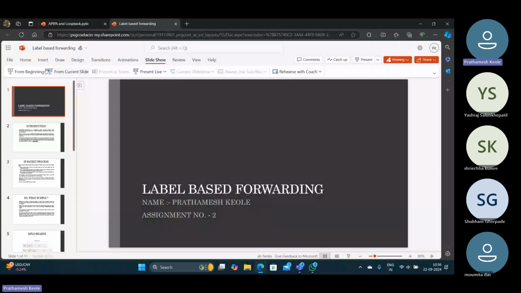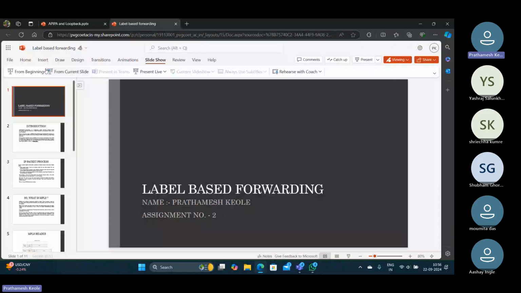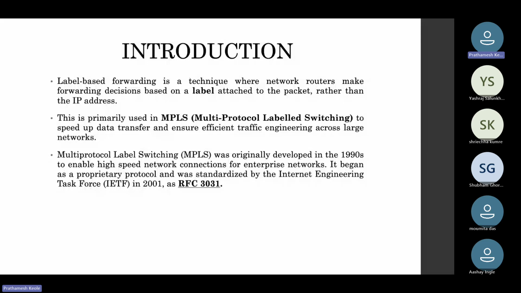So good morning all. The topic is label-based forwarding. Label-based forwarding is a technique where network routers make IP forwarding decisions based on the label attached to the packet rather than the IP address. Label-based forwarding is primarily used in MPLS, which is multi-protocol label switching, to speed up the data transfer and ensure efficient traffic engineering across large networks.